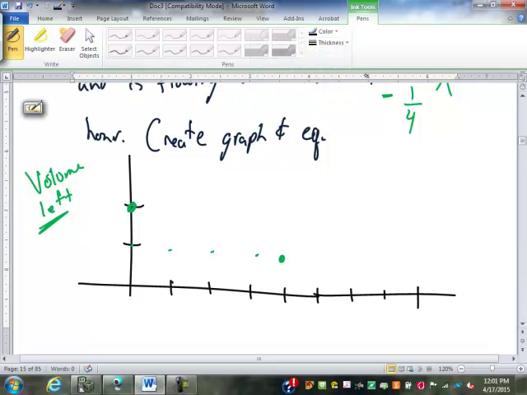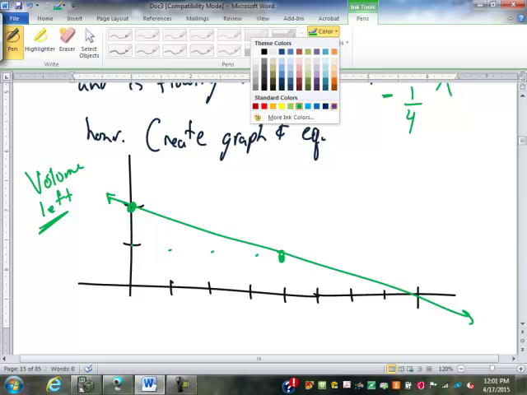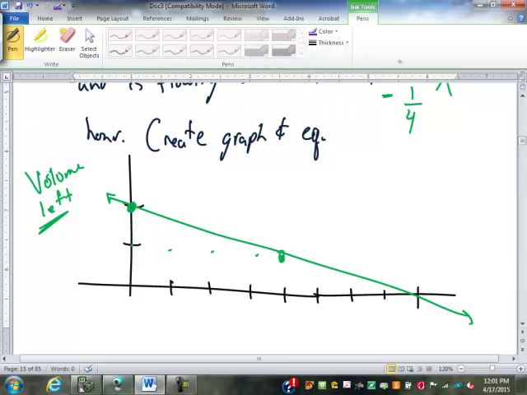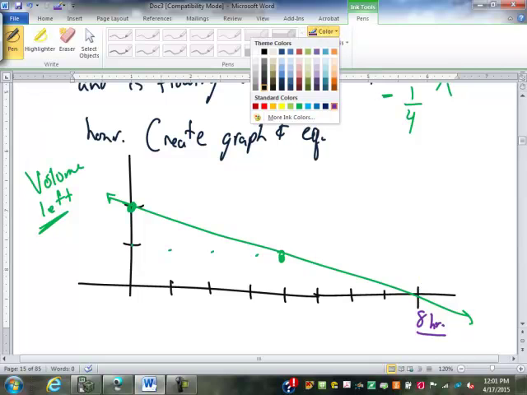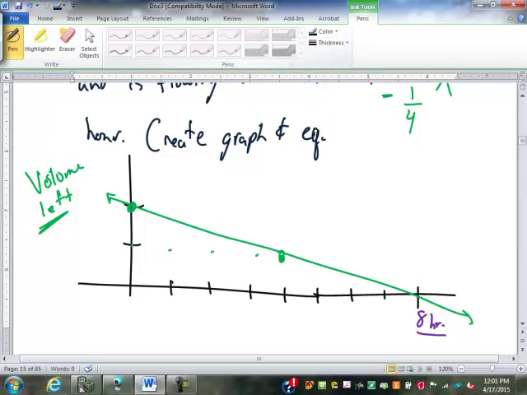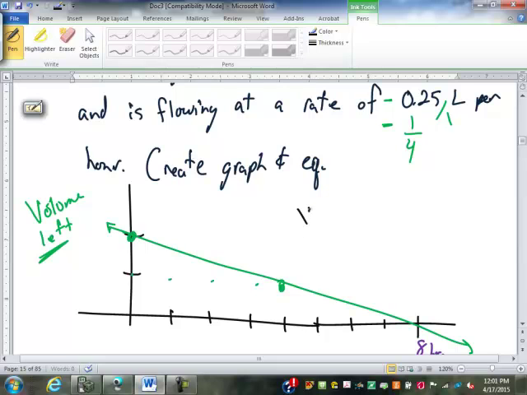Extend my line out here a little bit. There we go. So we're going to get a line that looks something like this. And that line, again, describes the volume in that bag. What we see here is at 8 hours, that bag should be empty. The equation then, it starts at a positive 2, so we got a plus 2 over here, and it's decreasing by 1/4 or 0.25 liters per hour, so minus 1/4 x, where x is the number of hours.